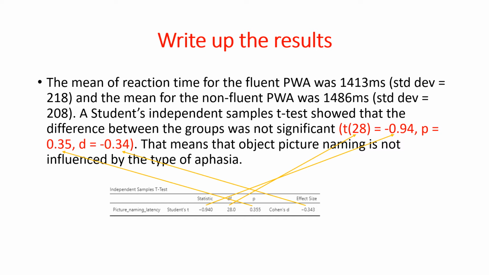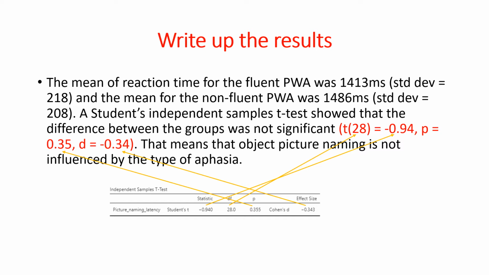We also have degrees of freedom. Degrees of freedom in an independent sample t-test is calculated as the number of participants in our group minus the number of groups. So we have 30 participants in our group minus 2, which is the number of our groups. It will be 28. So a t-statistic of 0.94 with a degree of freedom of 28 is not statistically significant.